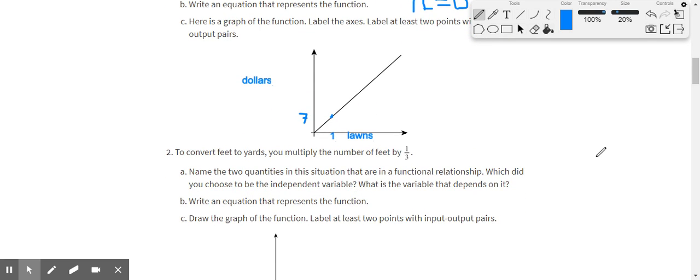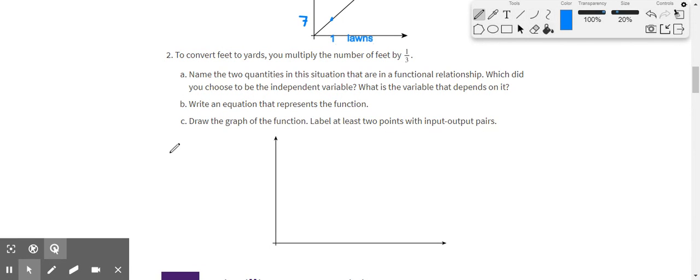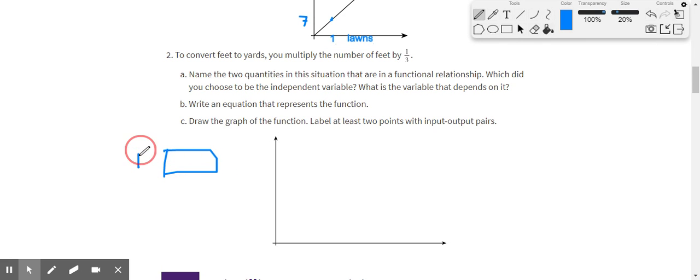The second question, we're looking at the same thing. We want to talk about inputs and outputs. And if you remember the function machine, if we have sort of the process in here, what we input is the feet, and we convert that into yards by multiplying feet times 1/3. So our equation for this one, our output is yards, so yards is going to equal 1/3 times the feet.